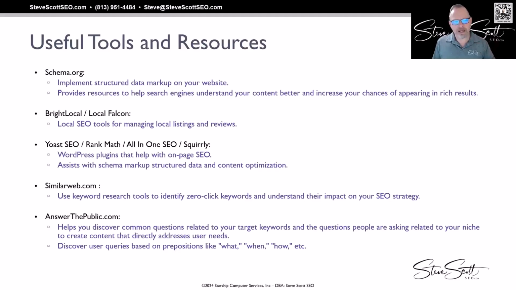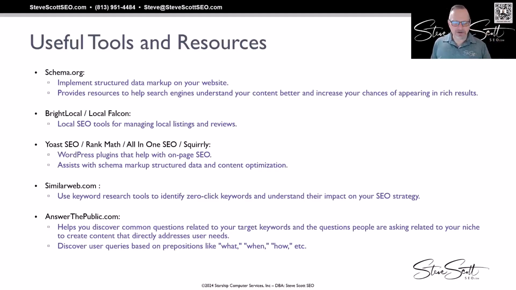You've got tools like Bright Local and Local Falcon to help you manage your local SEO. If you're using WordPress, you can use plugins like Yoast SEO, Rank Math, All-in-One SEO, Squirrly. There are many others out there to help you with your on-page SEO. They can also assist with schema markup, structured data, and other content optimization. There's another good WordPress plugin called Schema Pro. Schema Pro is strictly related to putting the schema onto various pages of your website.